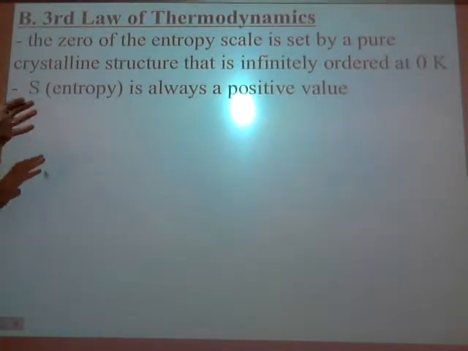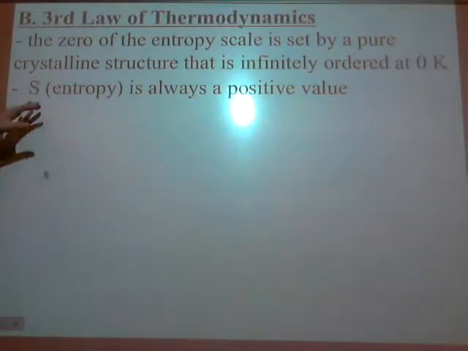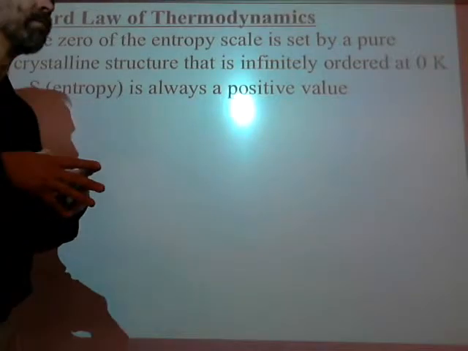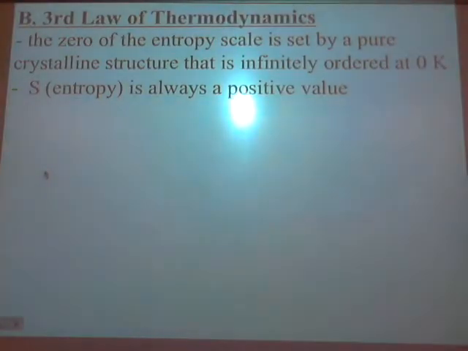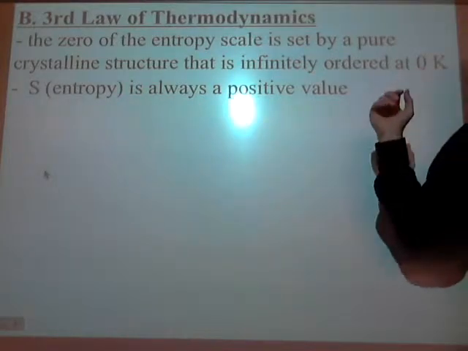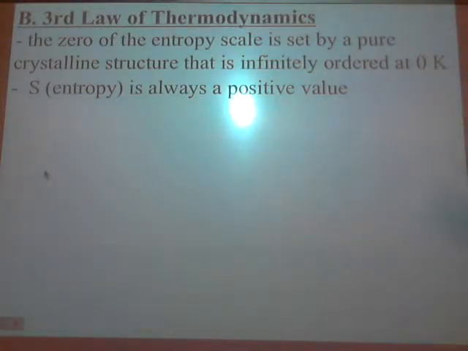There's never going to be a negative value for S, not delta S, for S. Absolute entropy for any compound, anything you can think of, has to be a positive value. Because the alternative, the zero of the scale, is this infinitely ordered crystal that doesn't exist. You can't have absolute zero. You can't get there. I know.